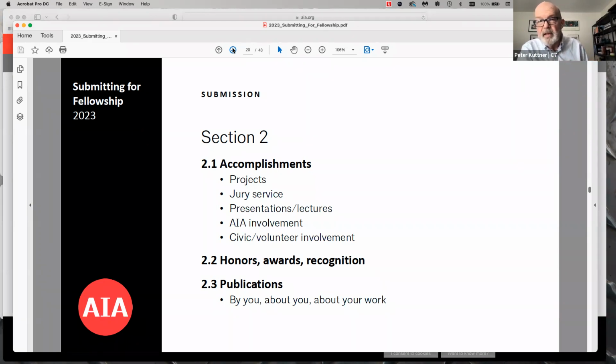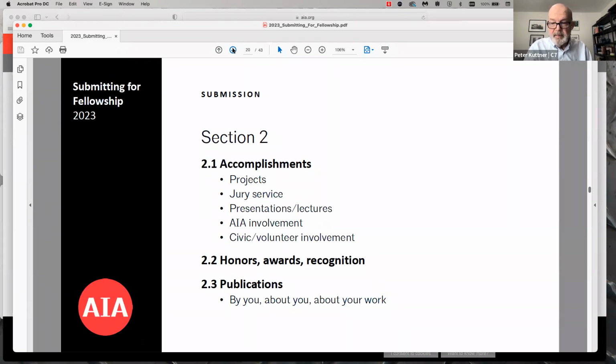It's inevitable, but you want to avoid trying to pad it so much that it looks like each of these things could be the same, because one is called accomplishments and the next one is called honors, awards, and recognition. It's kind of easy to start overlapping the two of them. And then finally, by you and about your work. So you want to distinguish between the ones you wrote, the ones that wrote about you, and the ones that wrote about a project. And of course, it would be a project relevant to whatever your submission is about.